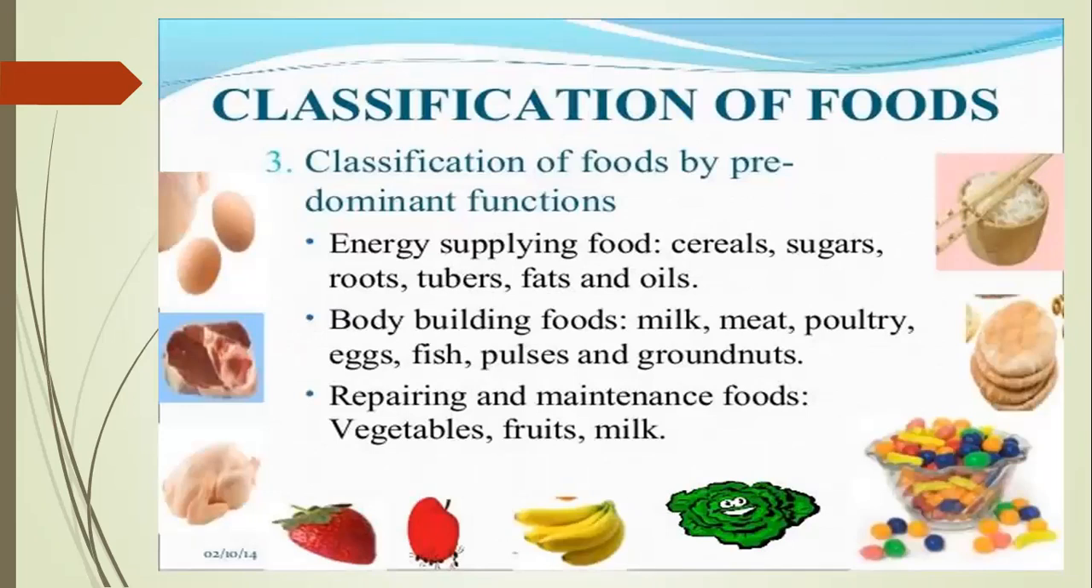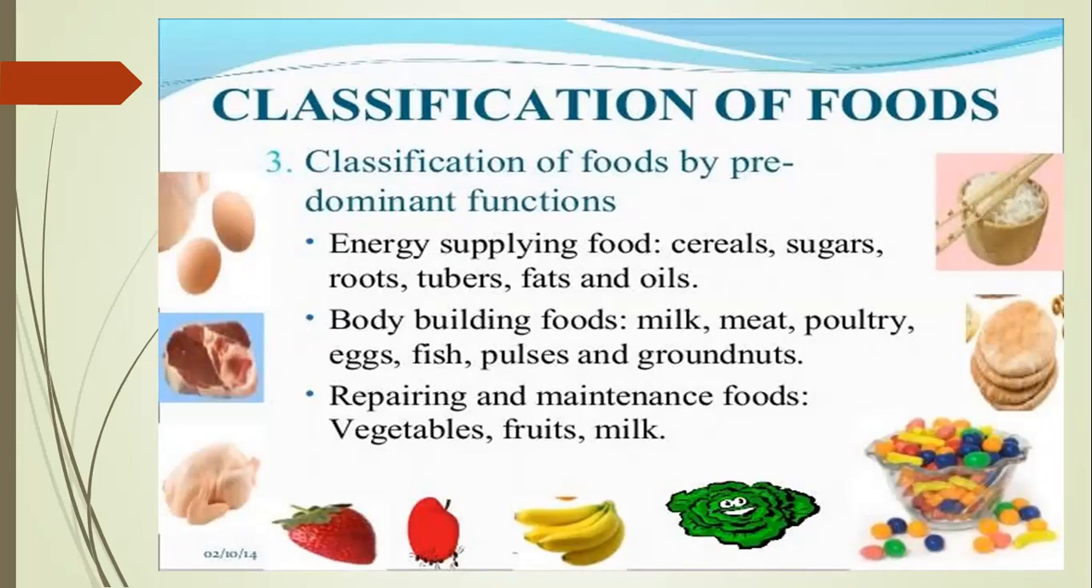Yes, classification of foods by predominant functions. I will tell you the examples of the food which gives us energy, which supply the energy to our body. That is the example of carbohydrates. Which things come under the carbohydrates? What are the examples of carbohydrates? Like cereals, sugars, roots, tubers, fats, and oil. And what are the bodybuilding foods? They come under the category of proteins. That is milk, meat, poultry, eggs, fish, pulses, and groundnuts.